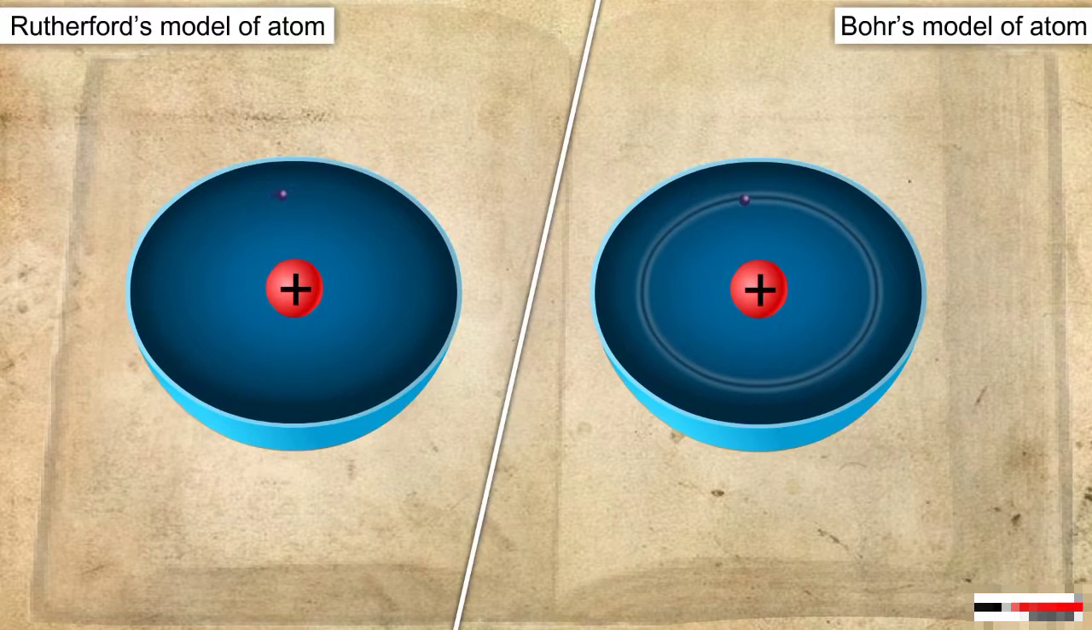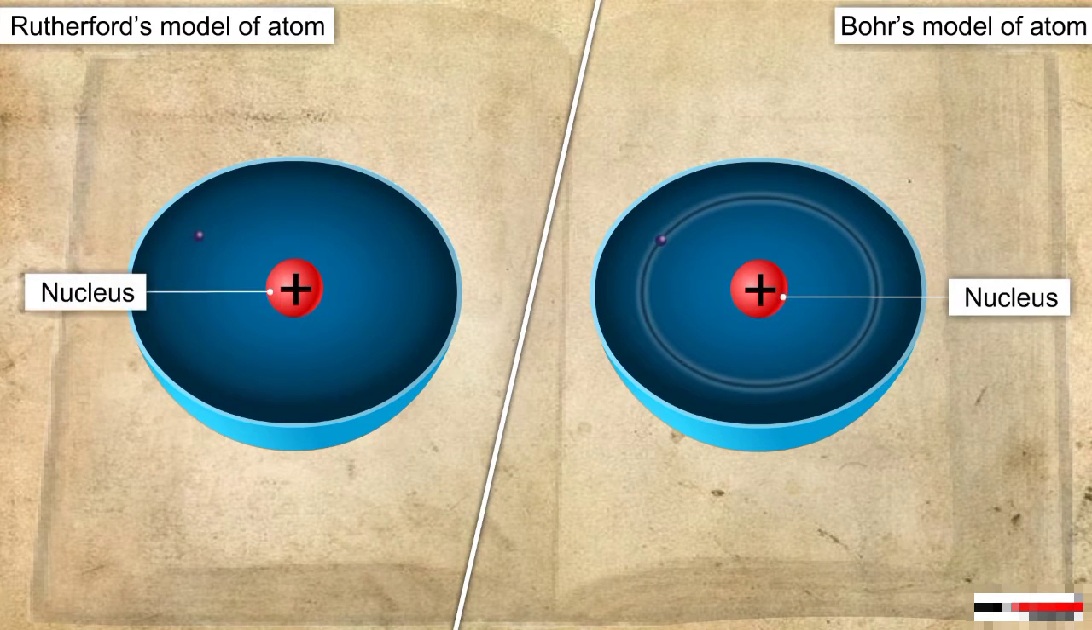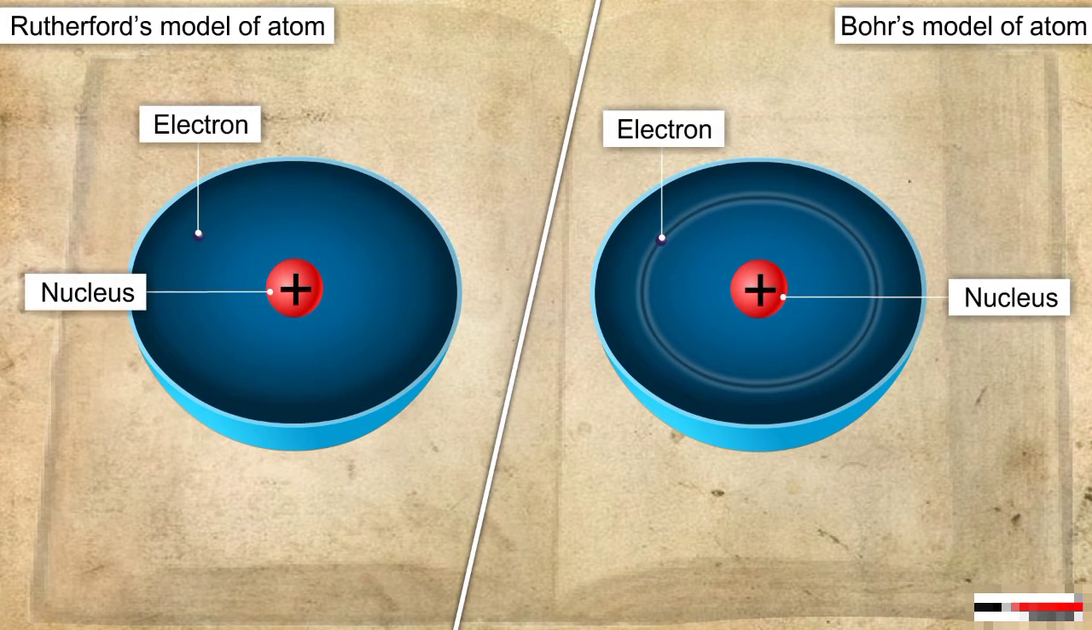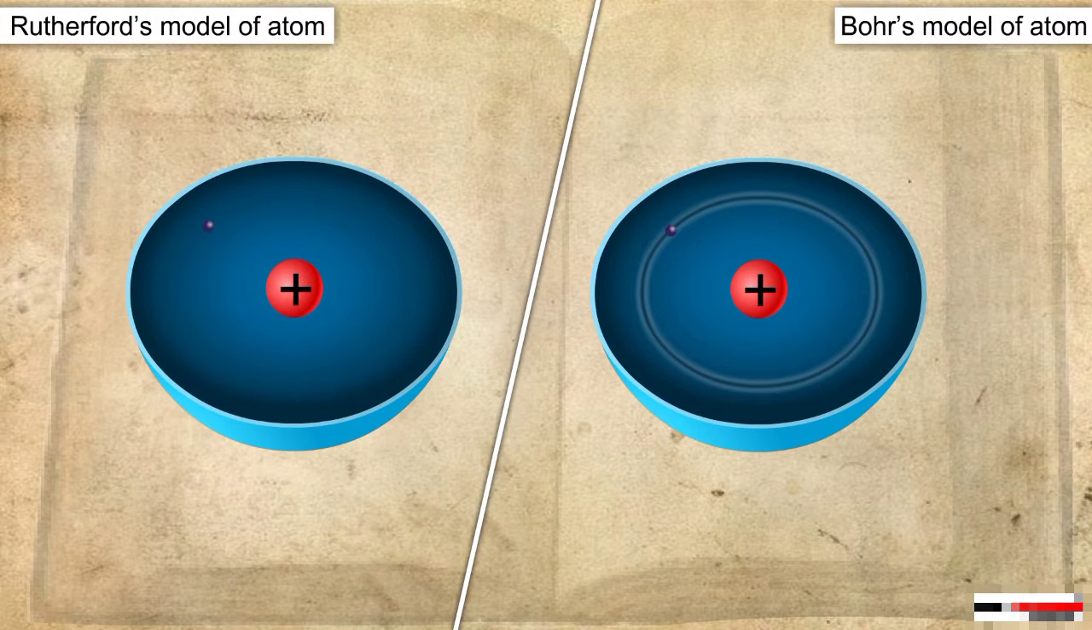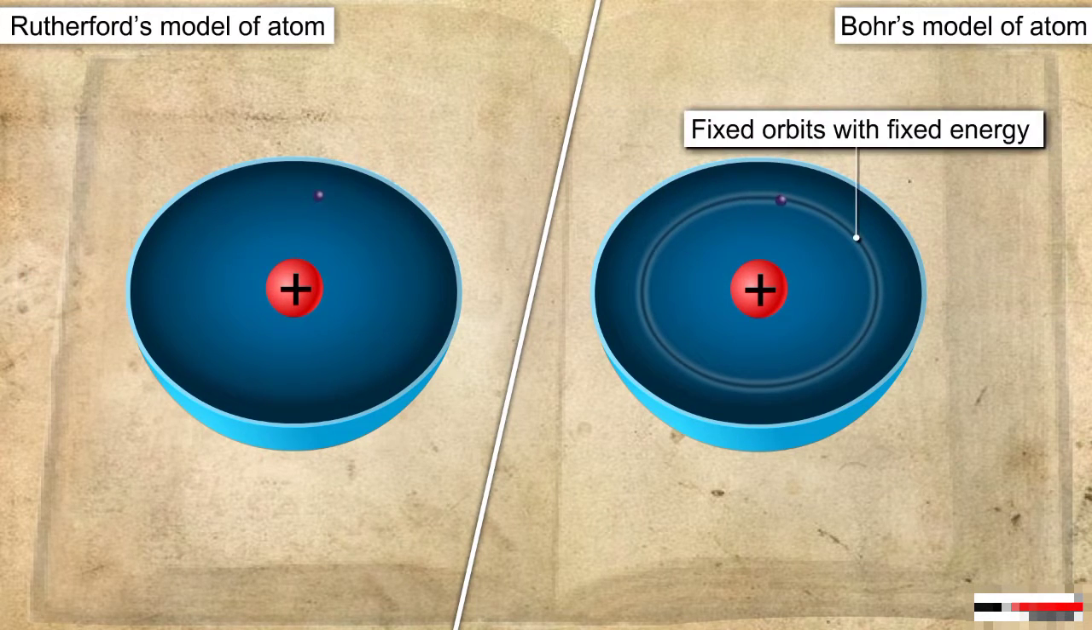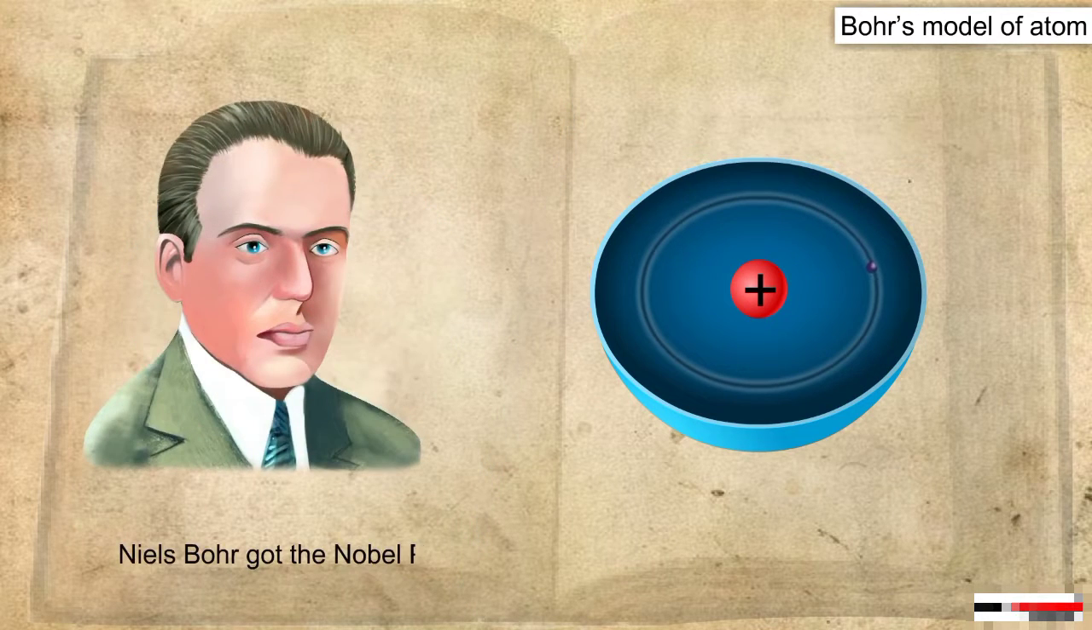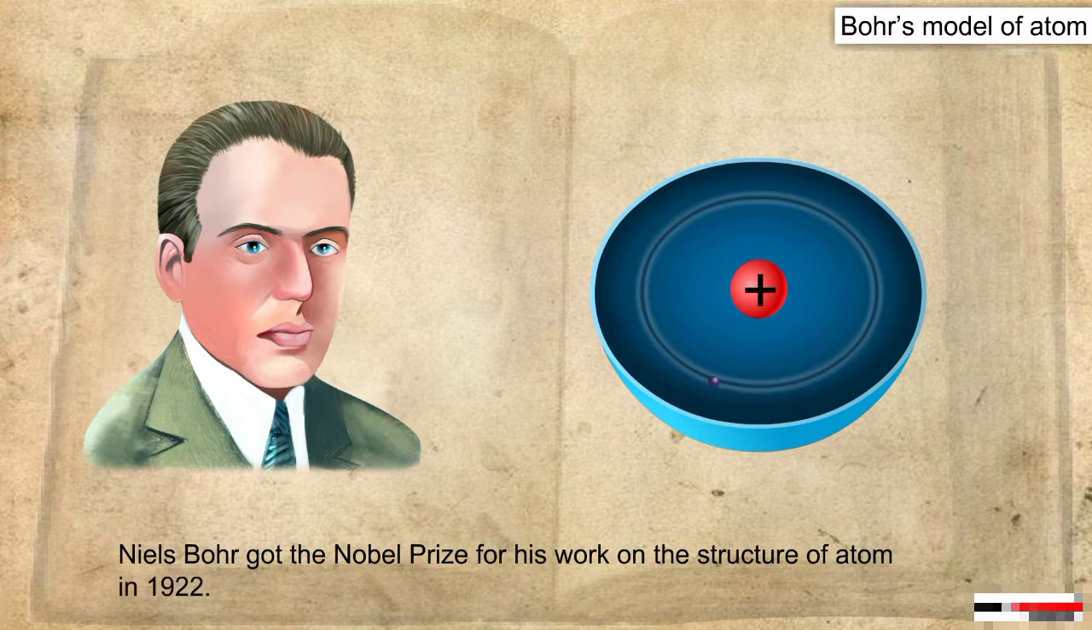starting from the center. So the final model of Niels Bohr was similar to the Rutherford model of an atom, which said that an atom consists of a positively charged center around which the electrons revolve. The only difference was that in the Bohr model, electrons revolve around the nucleus in fixed orbits with fixed energy. Niels Bohr got a Nobel Prize for his work on the structure of the atom in 1922.